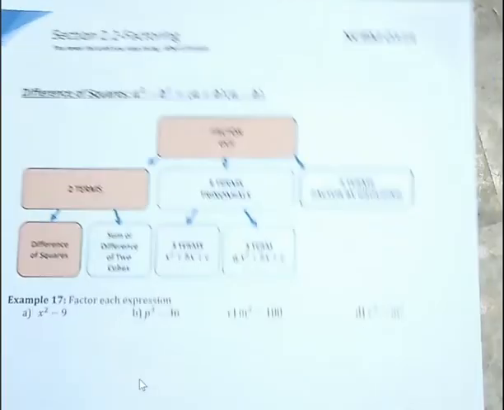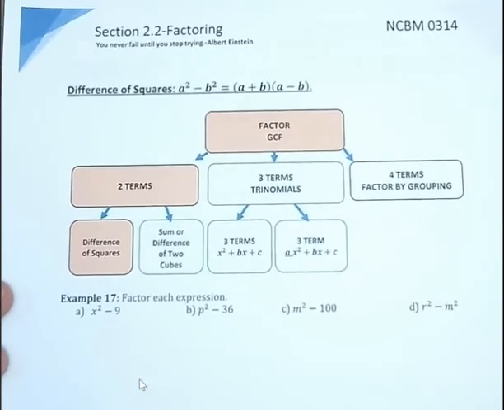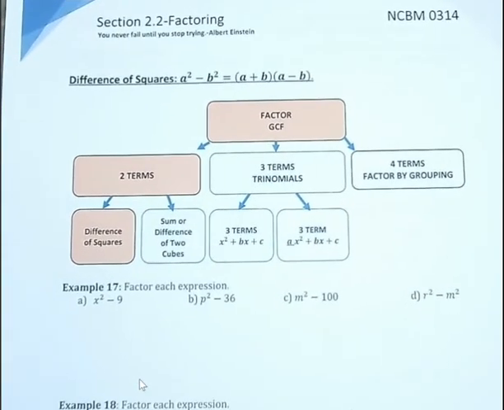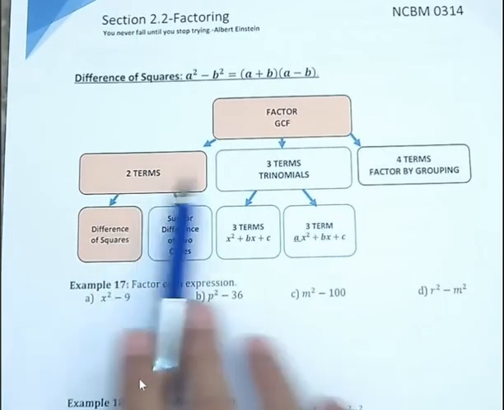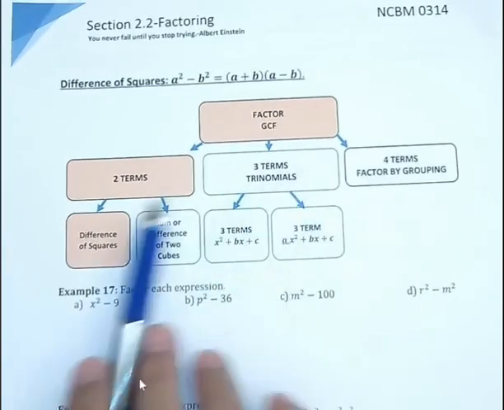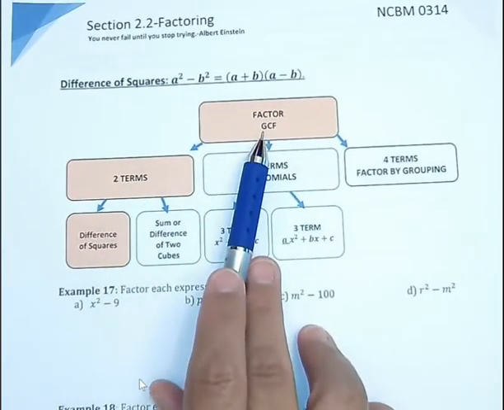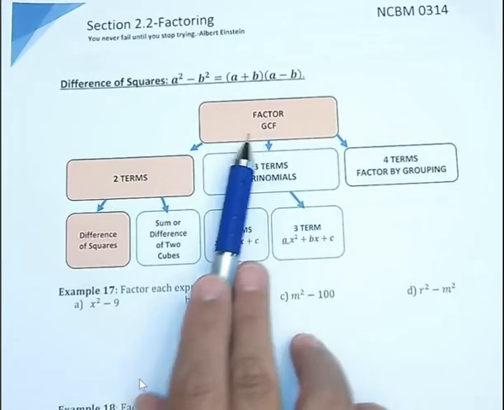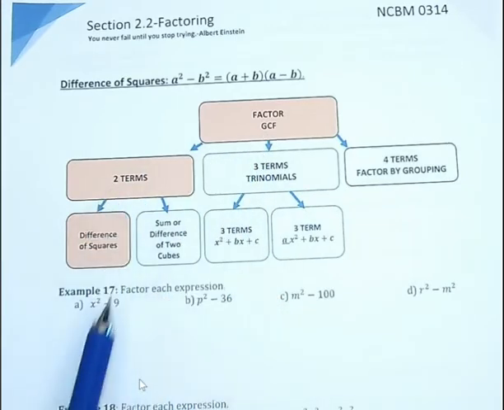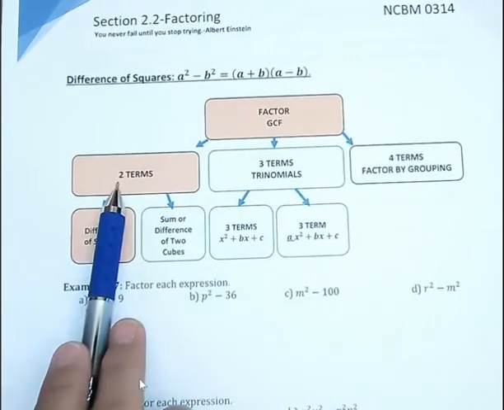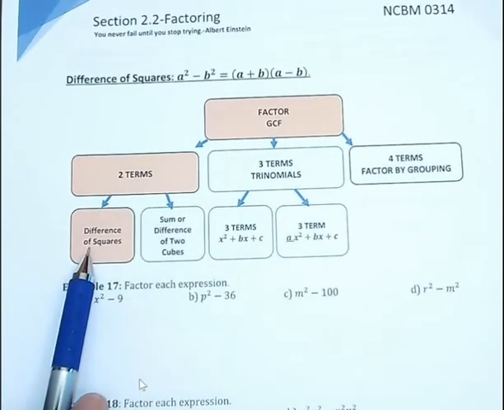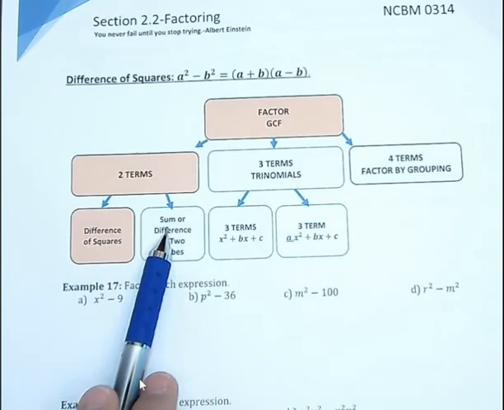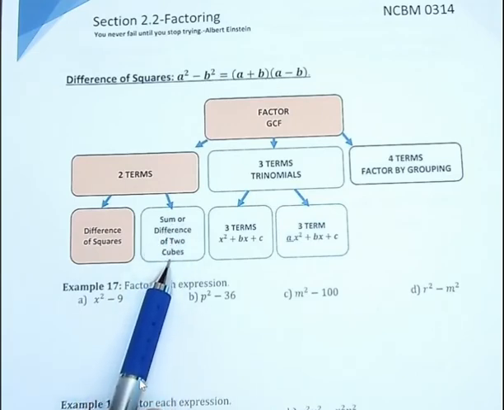Okay, so now we're going to look at some polynomials with two terms. So we've done the 3 terms, 4 terms. Again, with the 2 terms, first thing is a GCF. If you have one, factor it out. If you don't, it's okay. We move on. You look at your polynomial. It has 2 terms, so then we're going to do a difference of squares, or it could be a sum or difference of 2 cubes.